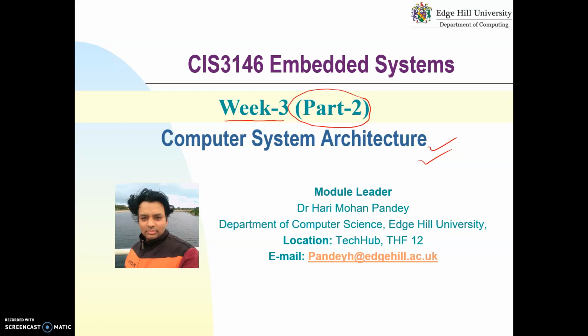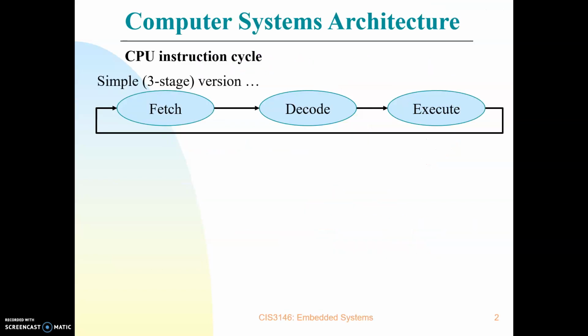In case of the 3-stage CPU instruction cycle, we will not see parallelism. So parallel instruction will not be allowed in the 3-stage CPU instruction cycle, whereas the 5-stage CPU instruction cycle will allow parallel execution of the instructions. So we will briefly discuss what the 3-stage and 5-stage instruction cycles are.